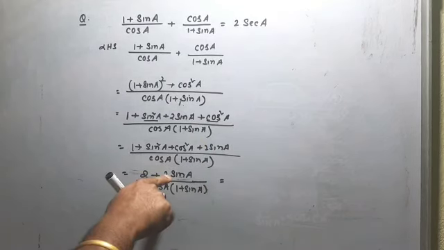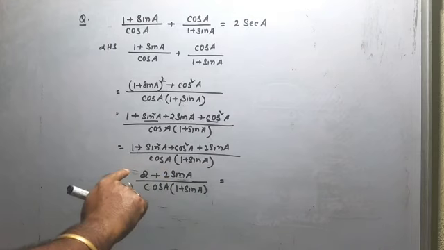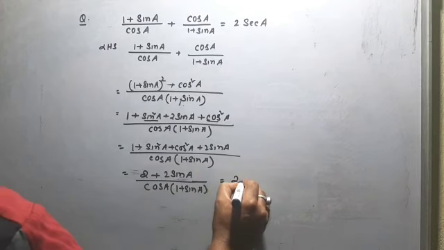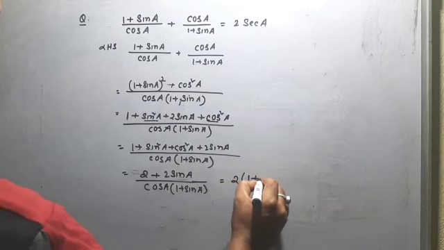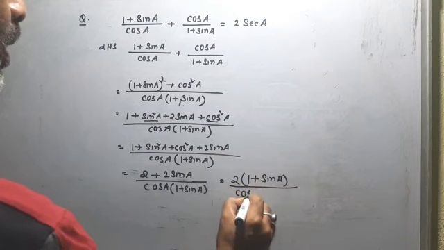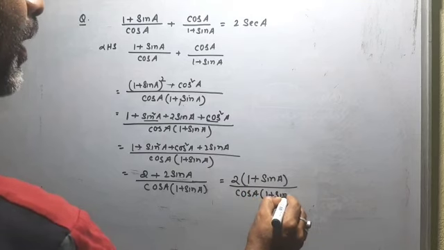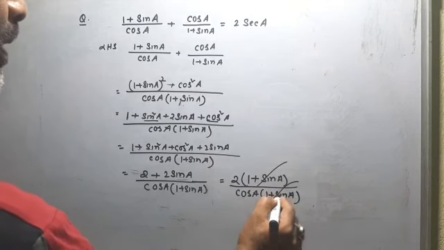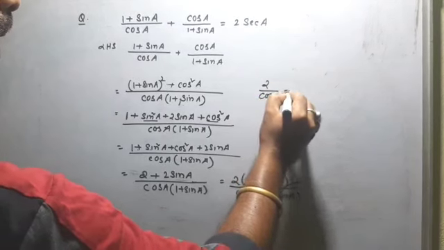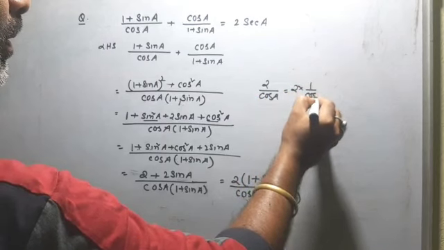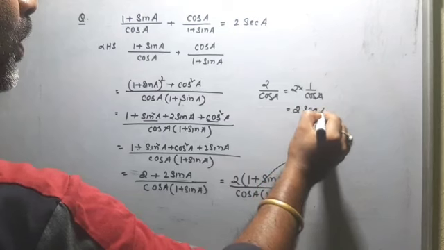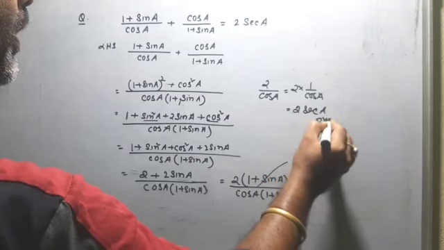Now here 2 plus 2 sin a, we can take 2 as a common. So 2, if I take common, 1 plus sin a is remaining here, and here cos a and 1 plus sin a. This 1 plus sin a and this 1 plus sin a cancelled, so you have only 2 by cos a. So you can say 2 into 1 by cos a. 1 by cos a is sec a. So it is 2 sec a. That is your RHS.